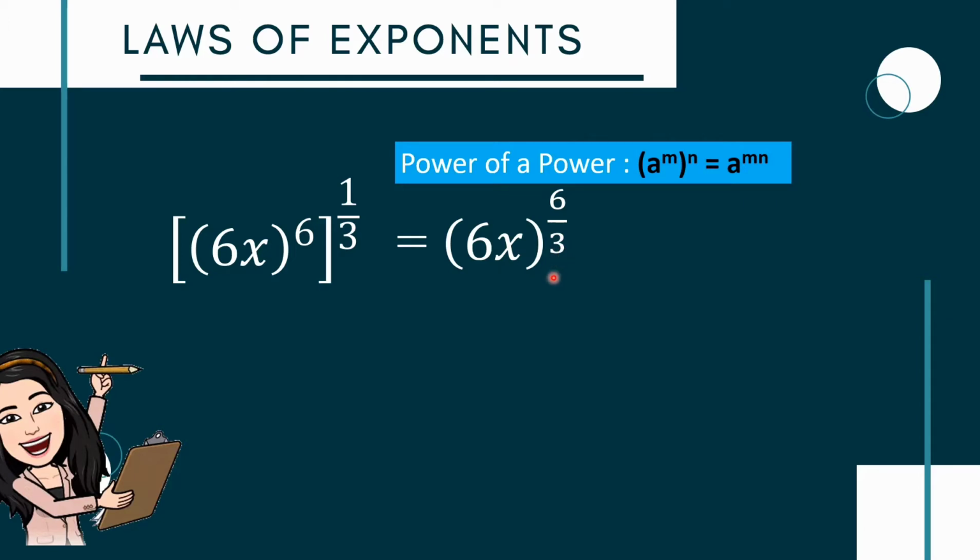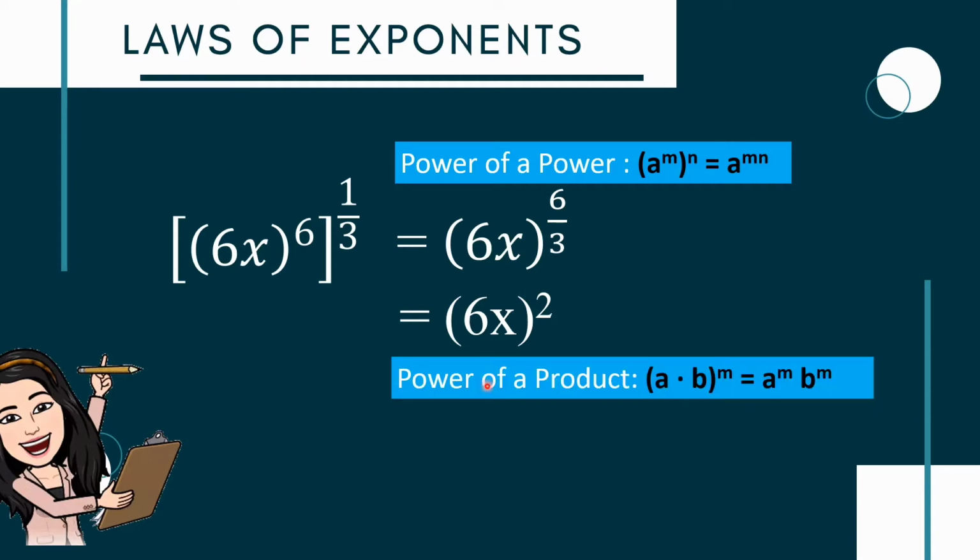After that, we just need to simplify our exponent if it can be simplified, and 6 divided by 3 is equal to 2. That is the reason why it became 6x raised to 2. So we will apply here another rule or law of exponents, in which this is a power of a product.